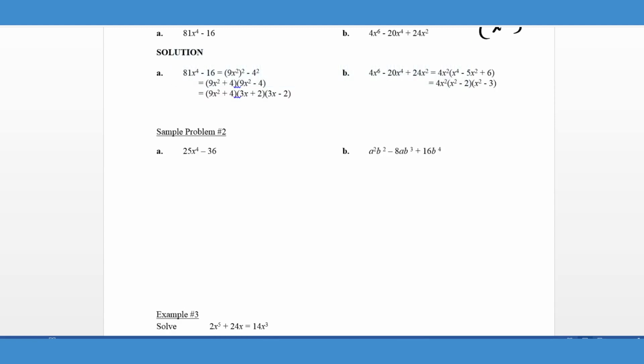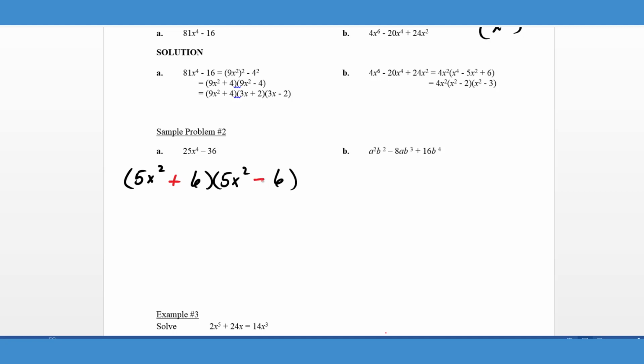On example problem 2, what we have here is we technically have a difference of squares. 25 is a perfect square, x to the fourth is a perfect square, and negative 36 is a perfect square. So it's just like when we had difference of squares, we would break up each individual part. So we can see here 25x to the fourth will break up into 5x squared and 5x squared. 36 will break up into 6 and 6, and then since it was a difference of squares, that means we're going to have different signs.